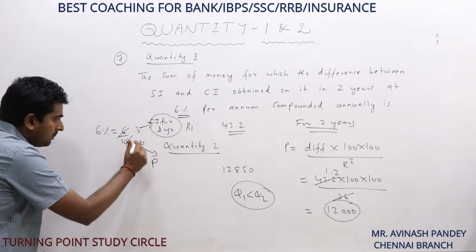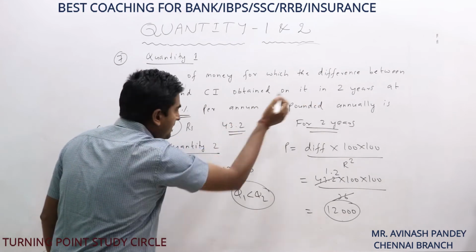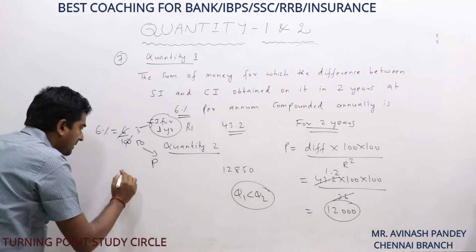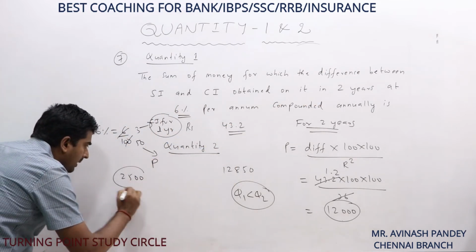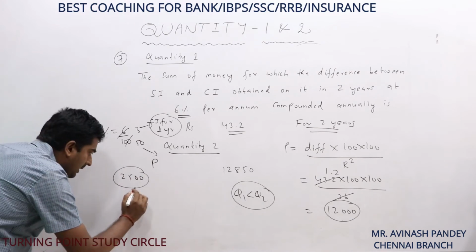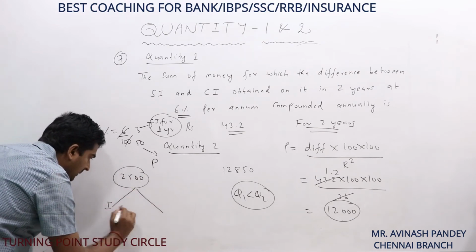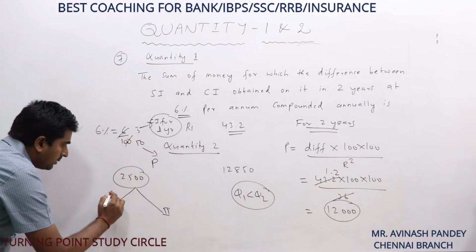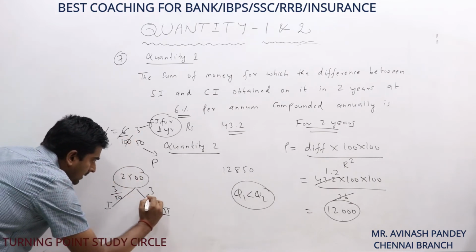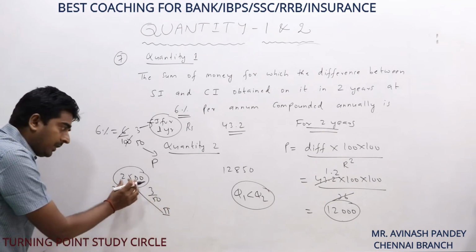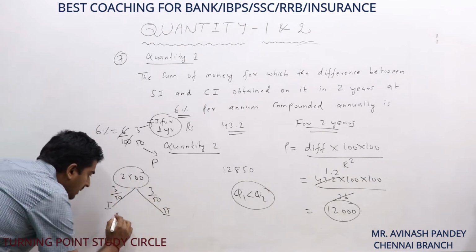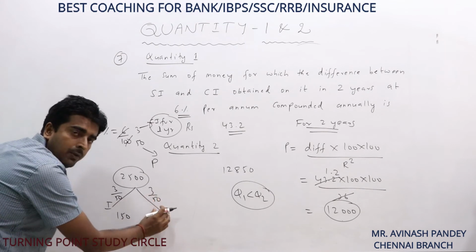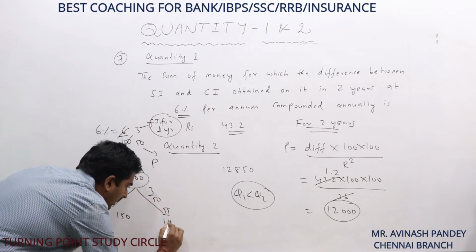So principal is nothing but 50. Since time is 2 years, you need to write 50 square. So what is 50 square? 2500, right? So write here 2500, first year and second year. This is the first year, this is the second year, right? So you need to write here 3 by 50 and here 3 by 50. So what is 3 by 50 of 2500? It is nothing but 150. Again, what is 3 by 50 of 2500? It is nothing but 150.